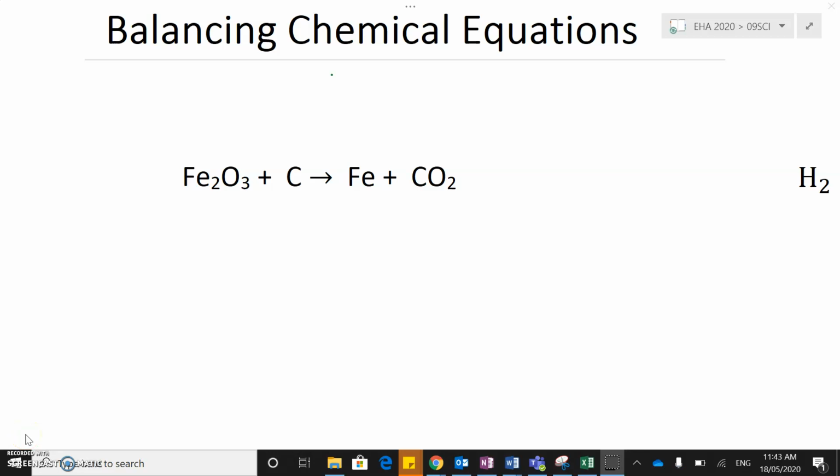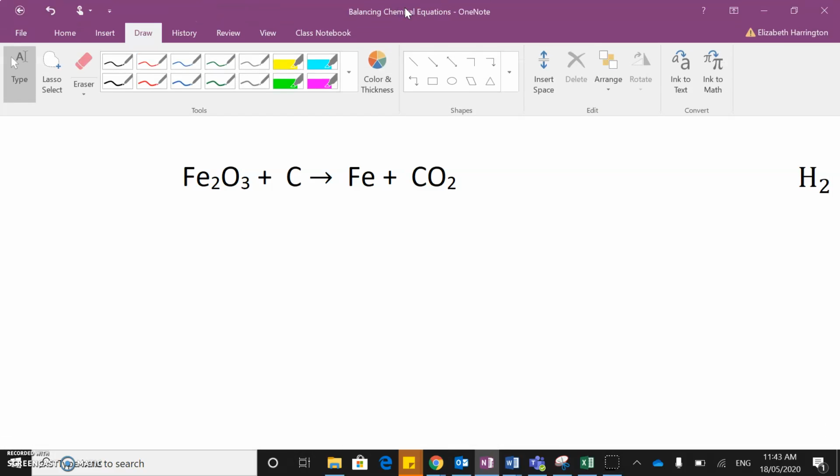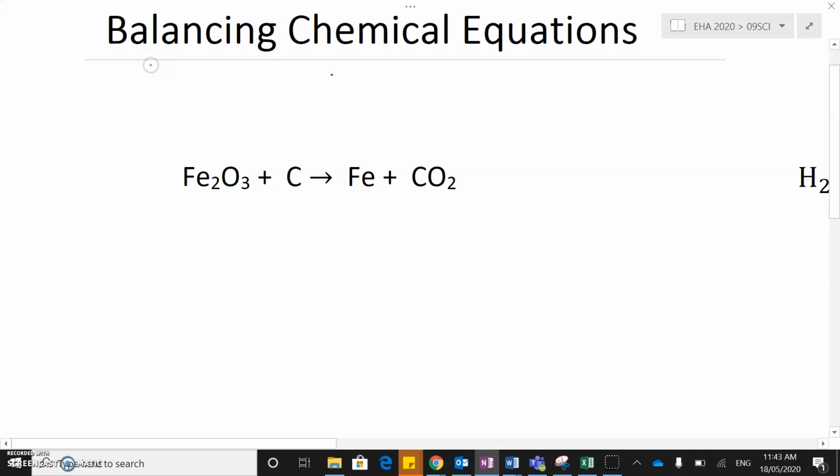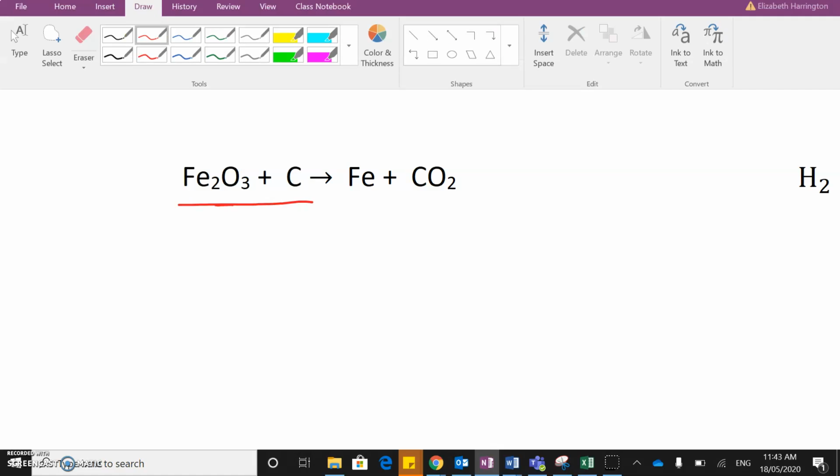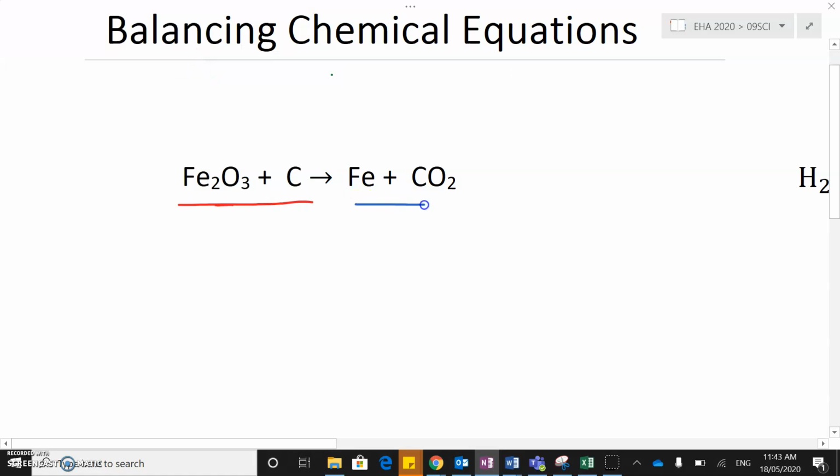A quick video for you on balancing chemical equations. Just before we get started, I've got an example of an equation here. Remember that on the left-hand side of my equation are my reactants, the things that are reacting together to make my products, which are on the right-hand side of my equation.